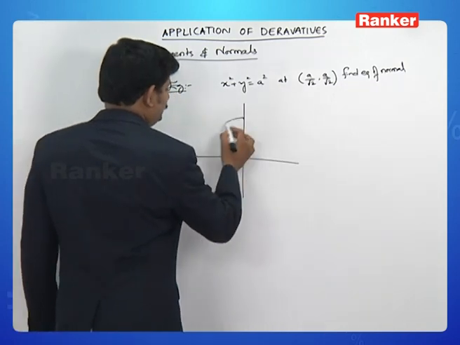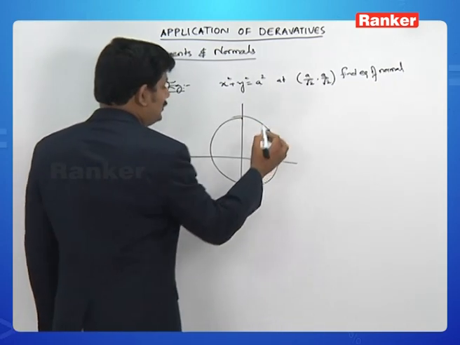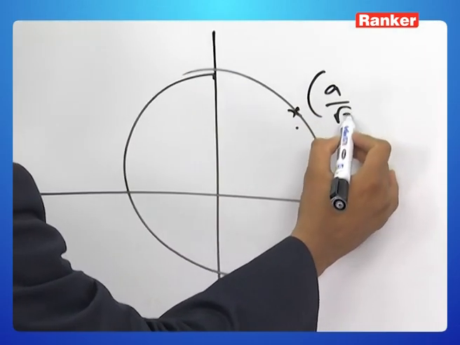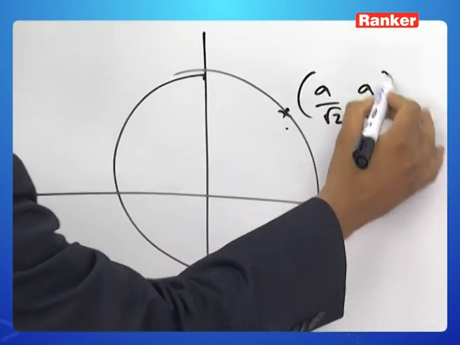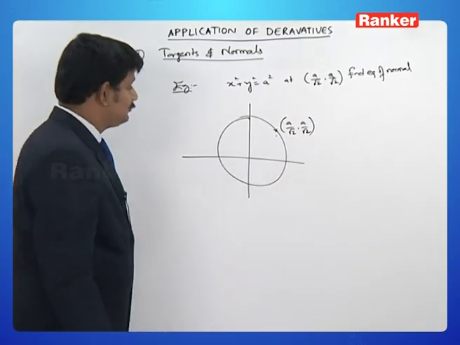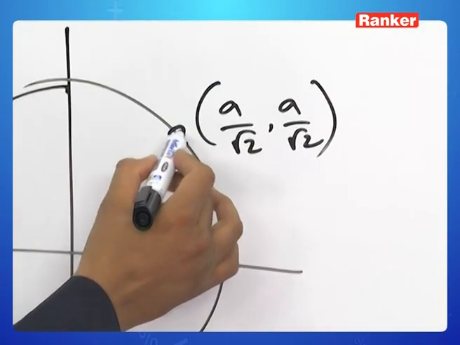So let us look at the curve. X square plus y square is equal to a square. A point is given on it, (a by root 2, a by root 2). A is a constant here. We are asked to find normal.